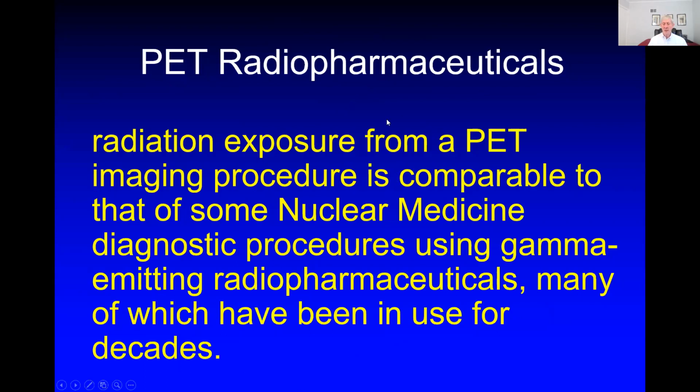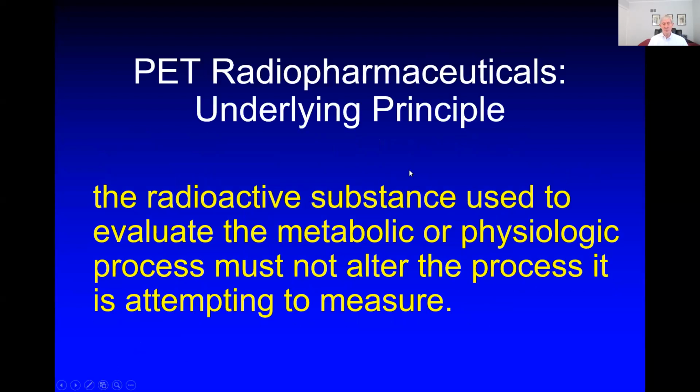Radiation exposure from a PET scan is higher than most nuclear medicine procedures, but still comparable to some of them, and still well within reasonable limits of radiation dose. PET scans are often repetitive. Some people have had them every 6 months for 5 years. That's a lot of scans, a lot of radiation, but still pretty safe to do.